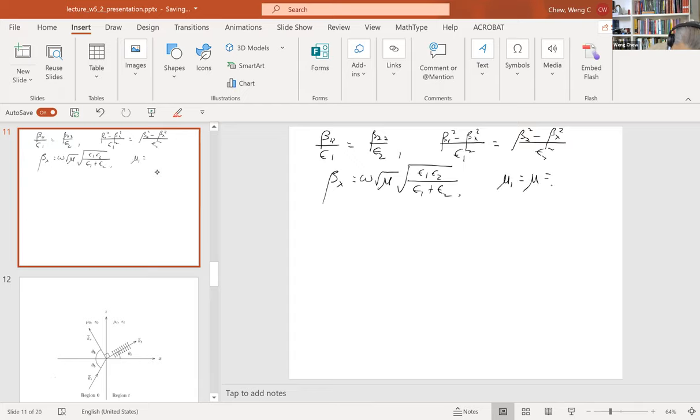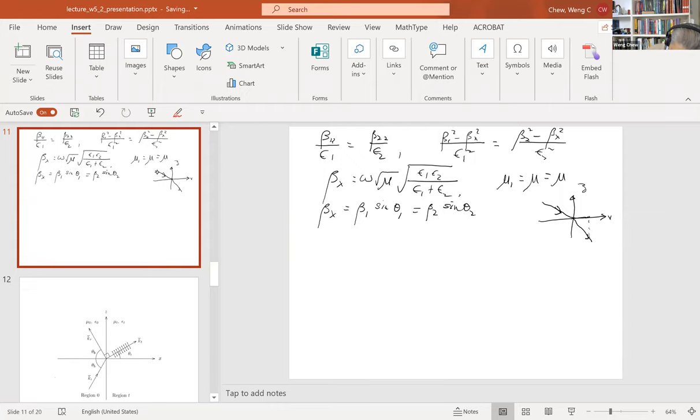Mu 1 equals mu 2 equals mu. I'm assuming that the material is non-magnetic. Okay, so you can work this out. Beta x, in this case, would be equal to, by Snell's law of phase matching, beta 1 sine theta 1 equal to beta 2 sine theta 2. Because if this is the z-axis and this is the x-axis, and the wave is coming in like this, then beta x are equal to each other by phase matching.